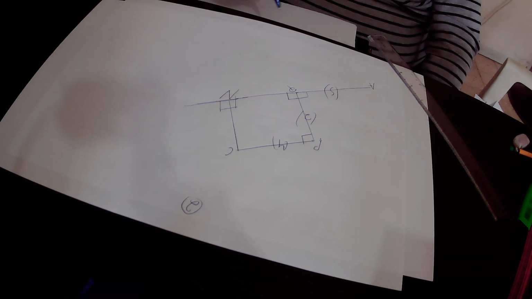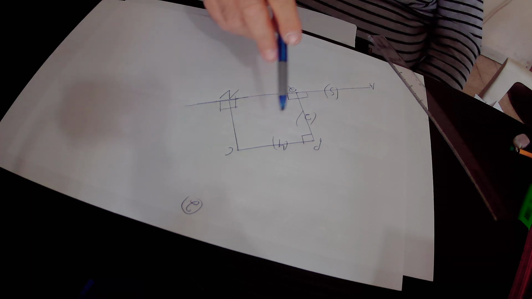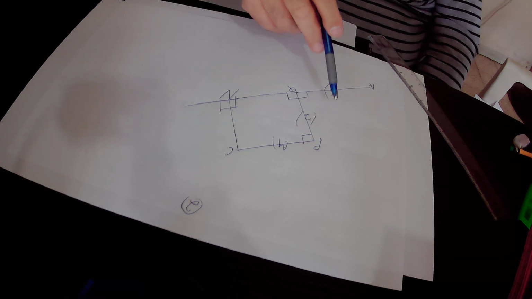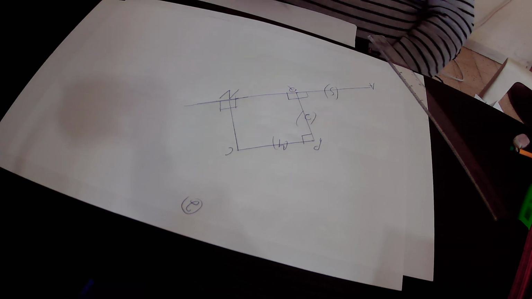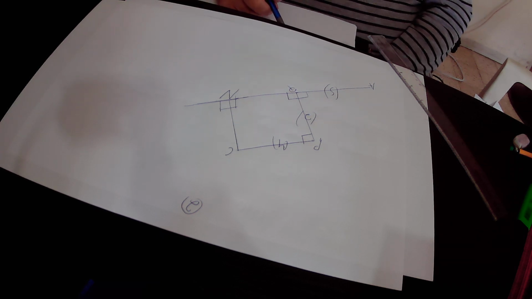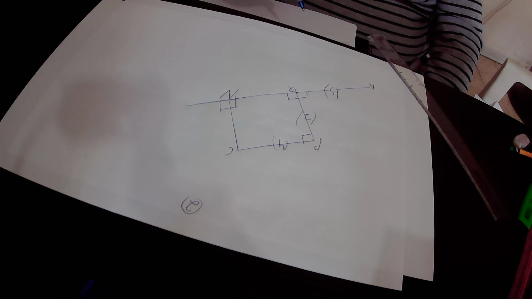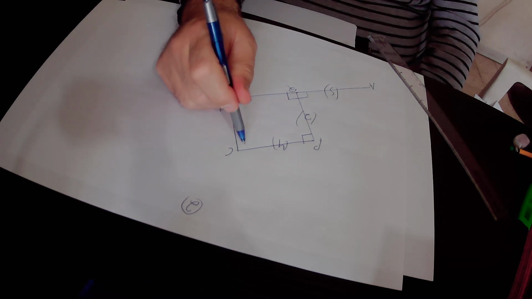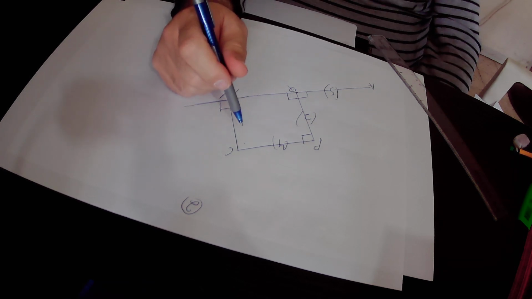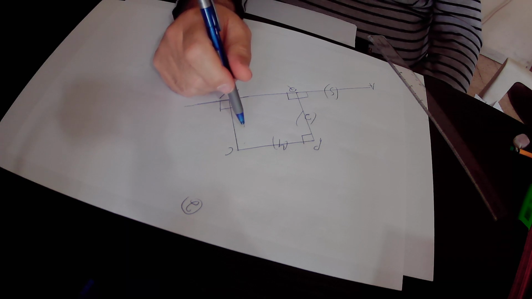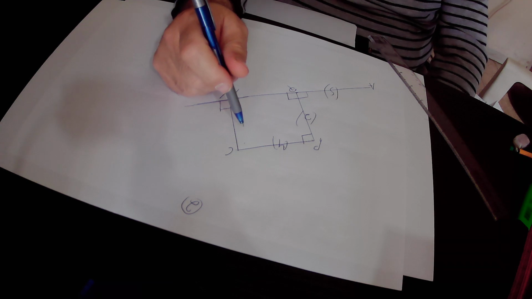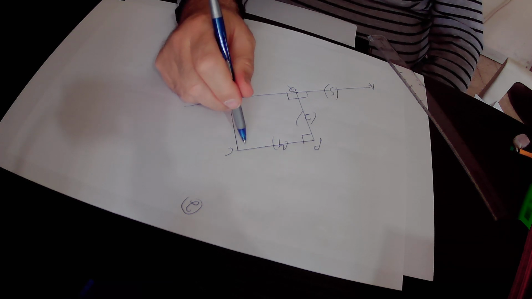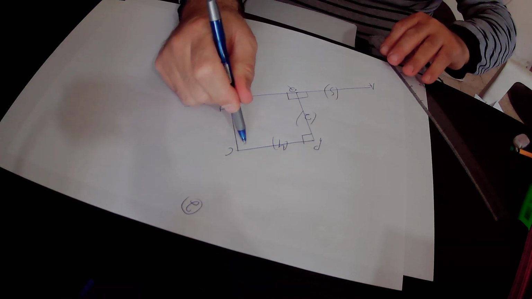By doing this construction, we created quadrilateral PCNQ. Inside this quadrilateral, we have 1, 2, 3 right angles. The sum of 3 right angles is 270 degrees. So 270 degrees plus the size of this fourth missing angle must be equal to 360 degrees, according to the rule that the sum of the angles in any quadrilateral is 360 degrees. Therefore, this fourth missing angle must be equal to 90 degrees.